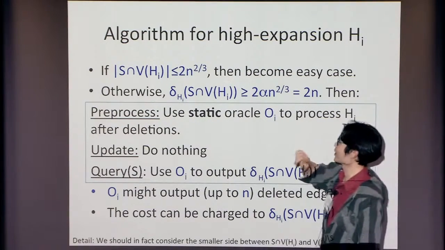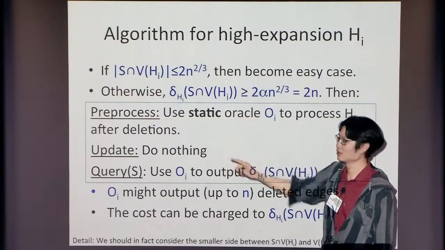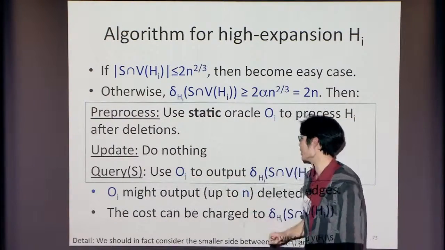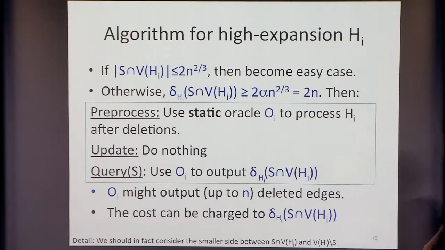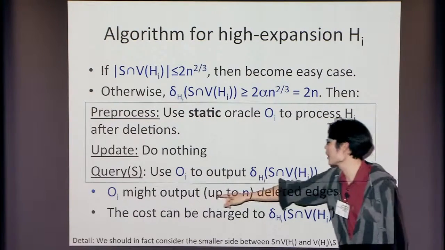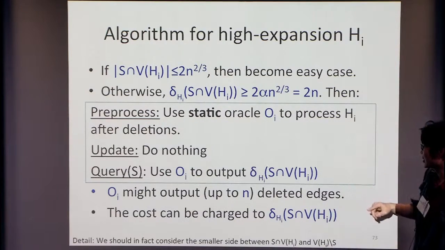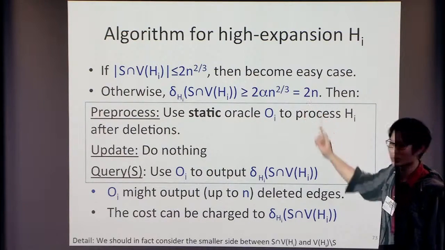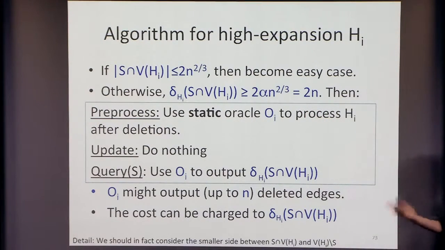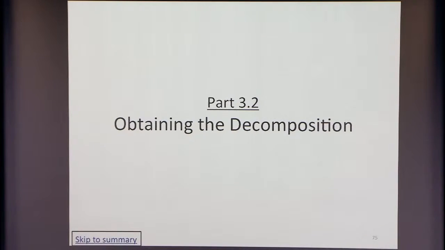So what we will do is, again, use a static oracle in the pre-processing. During updates, we do nothing. And for a query, we just use this oracle to answer the query. Of course, the oracle might output some deleted edges that you already deleted, but it's not much. You have n deletions, but you have an answer of 2n. So that's a lot to answer, and you can charge the cost to your answer. There are some more details, but I will skip that.